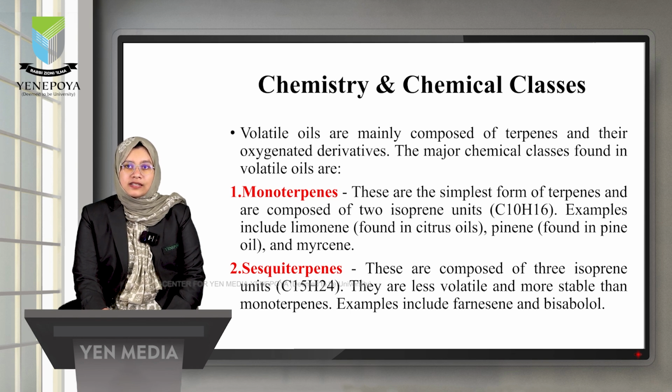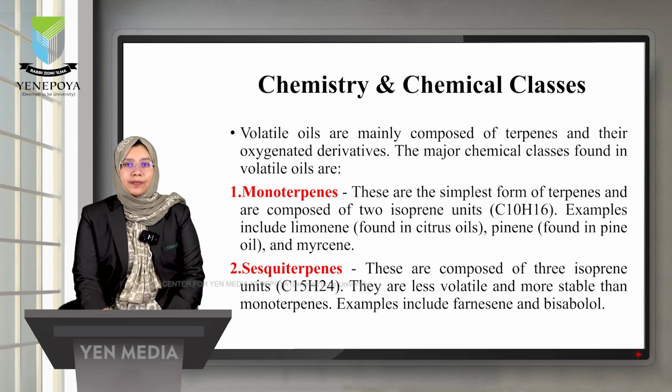So the chemistry and chemical classes: the volatile oils are mainly composed of terpenes and oxygenated derivatives. The major classes of volatile oils are monoterpene and sesquiterpene. Monoterpenes are the simplest form of terpenes and are composed of two isoprene units. Examples are limonene, found in citrus oil, and pinene, found in pine oil. And sesquiterpenes.